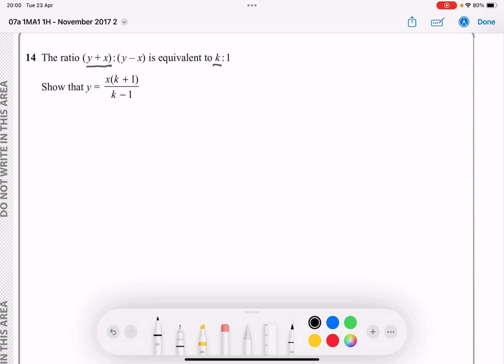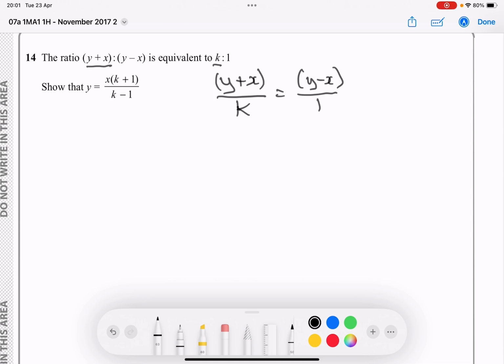So in this case, I'm going to put y plus x, it is in brackets, I don't think it matters, over k equals, and then I'll do the other one, so y minus x over 1. Okay, so that's a standard. There are lots of ways of comparing ratios, but that's the way it works for me.